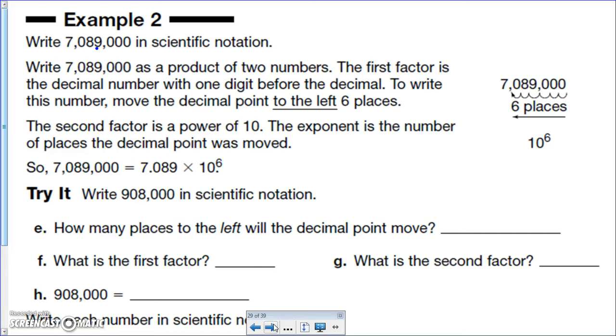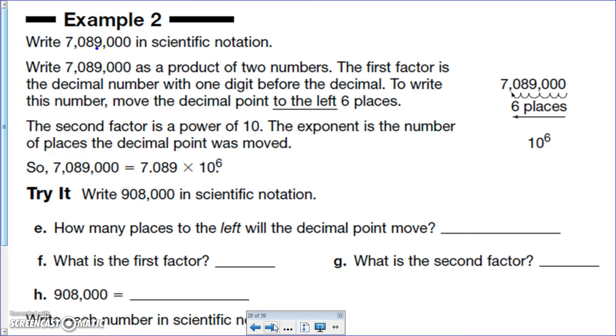For example 2, we're now going to take large numbers and put them in scientific notation. So we're going to write 7,089,000 in scientific notation. We're going to write that number as a product of 2 numbers. The first factor is the decimal number with 1 digit before the decimal. To write this number, move the decimal point to the left 6 places.